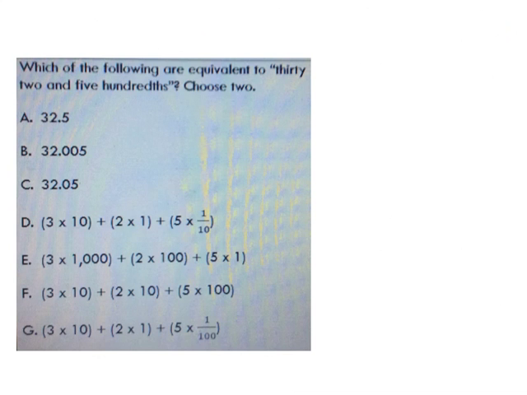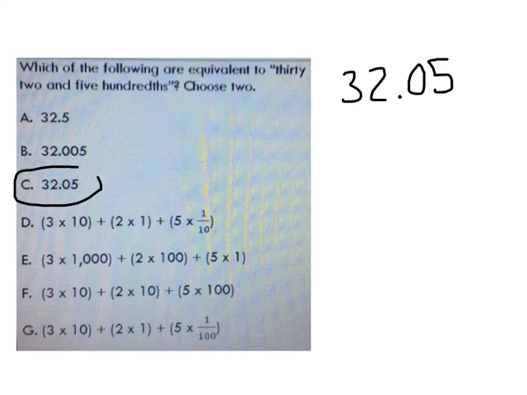Now, let's look at this next question. Which of the following are equivalent to 32 and 5/100ths? Choose 2. First, let's write 32 and 5/100ths in standard form. How do I write 32 and 5/100ths in standard form? Well, I would have 32 in front of the decimal, 5 after the decimal, and I'd have to add a 0 to place it in the hundredths place. So I can see that C is one of the correct answers.